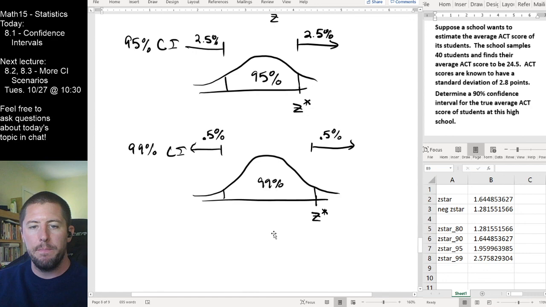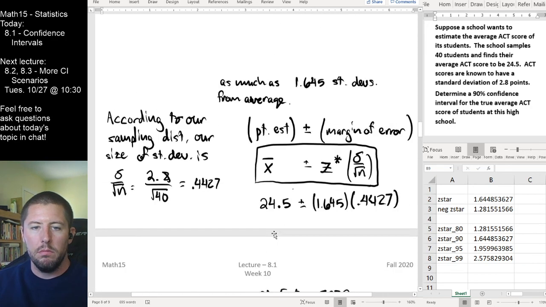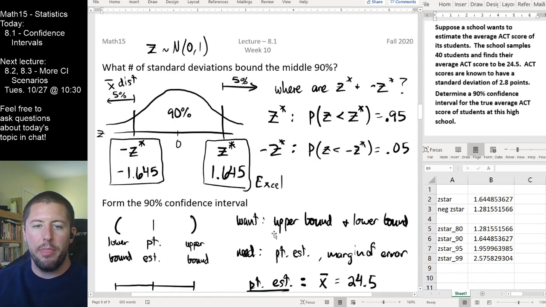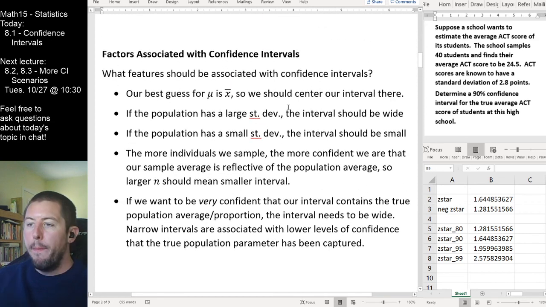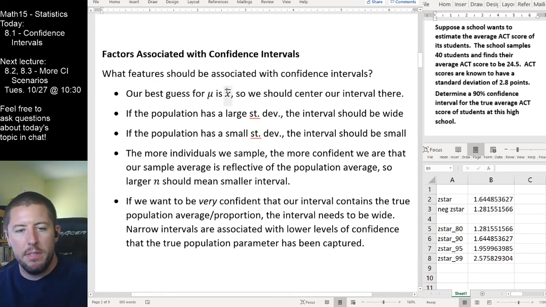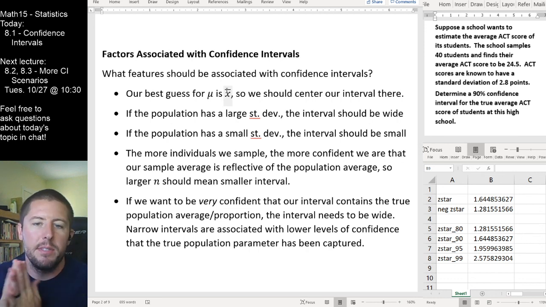So as promised, I do want to come back up to our conclusion page and go back through what we went through now that we did some computations. Holy cow, we wrote a lot today. So our best guess is X bar. What you've seen is that our sample average, which was 24.5 in all of our examples today, is where we centered everything. All of our confidence interval statements say X bar plus or minus some stuff.